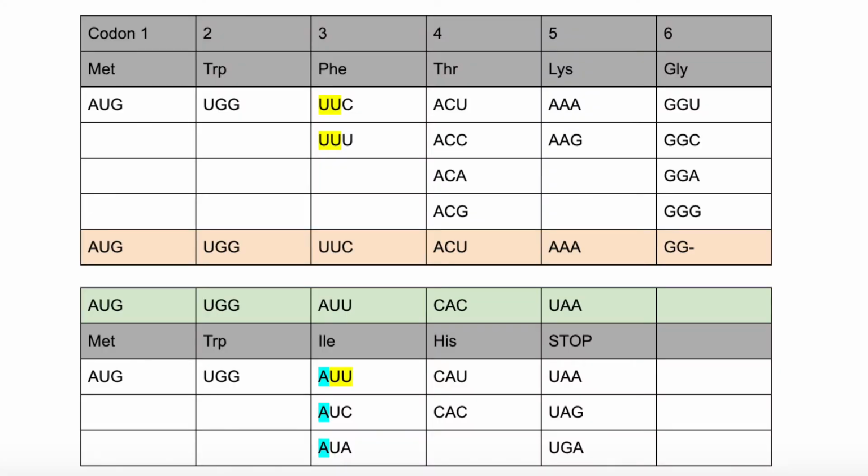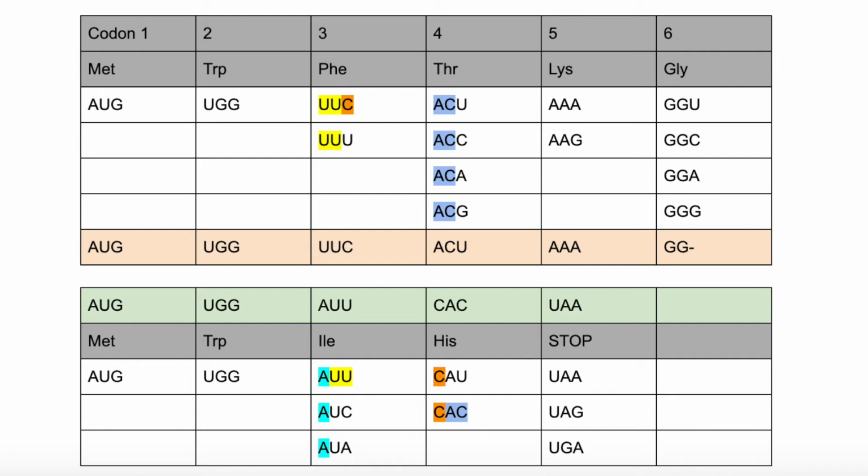Since I know phenylalanine can be either UUU or UUC, I looked at the options for codon 4 in the mutant strand. Both started with a C, so I knew the sequence for phenylalanine had to be UUC. I went back up to the normal strand and saw all of codon 4's options started with AC, so I knew codon 4 in the mutant strand had to be CAC.